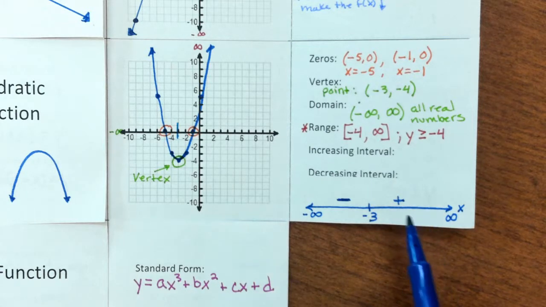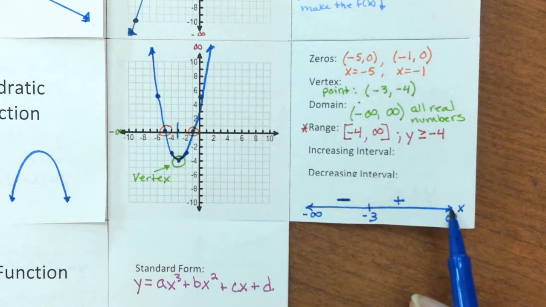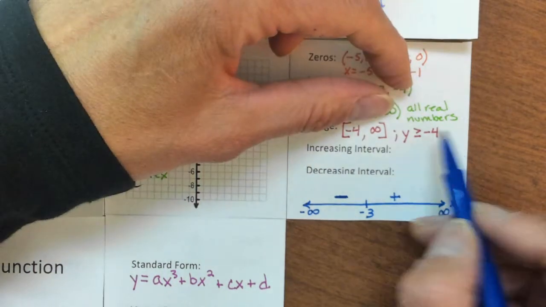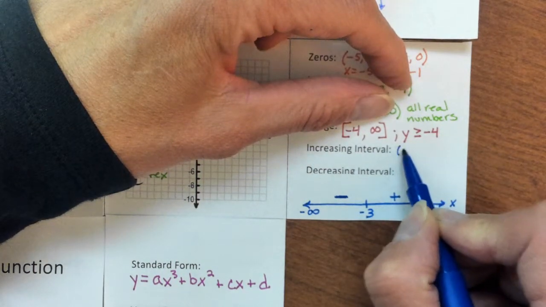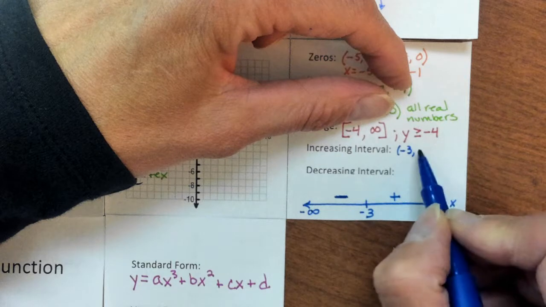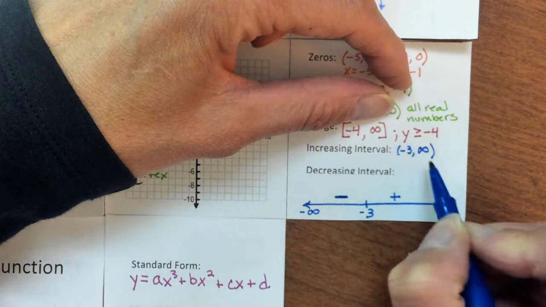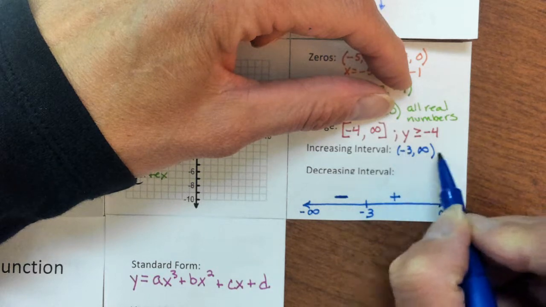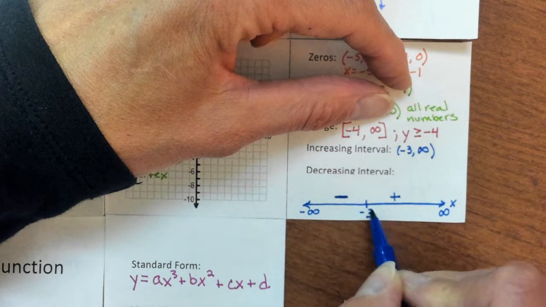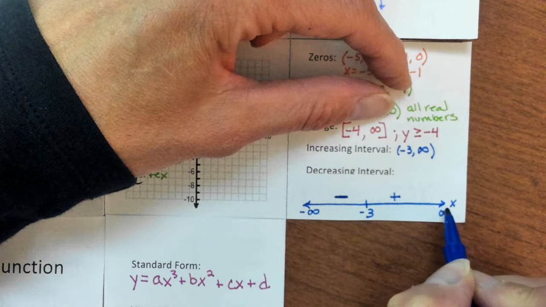That means I'm increasing only in the positive interval. So I'm increasing from -3 all the way to infinity. This is not a point. This is telling me interval. From here to here, I'm increasing.